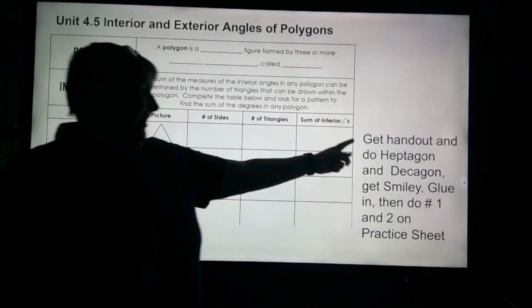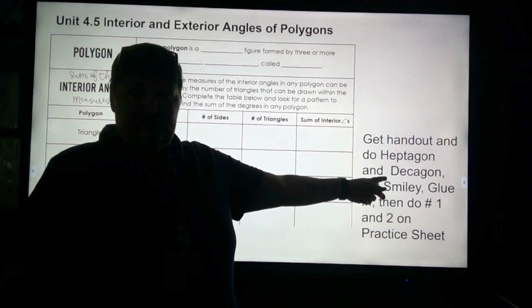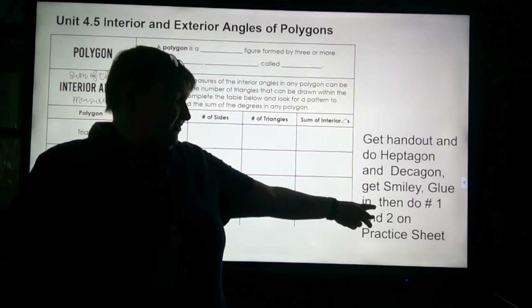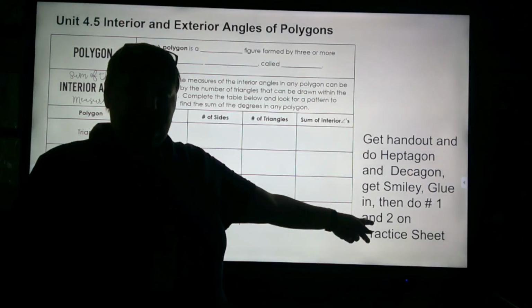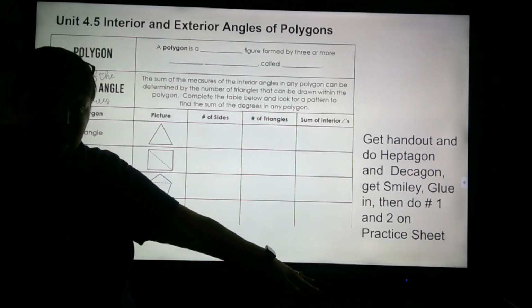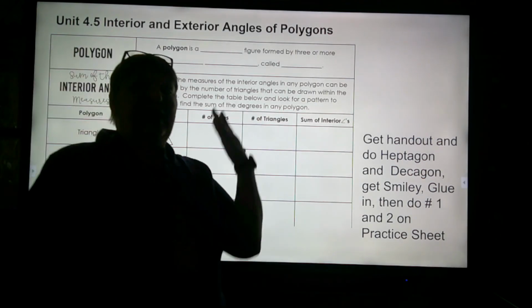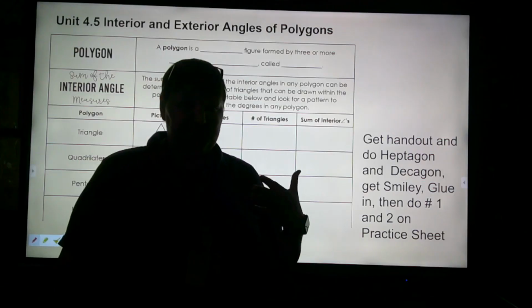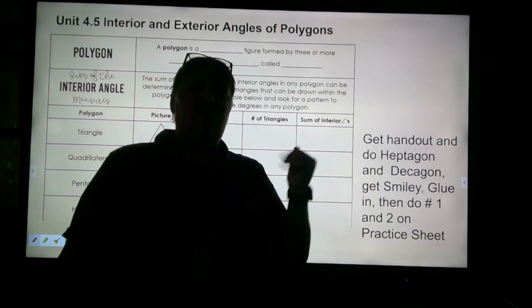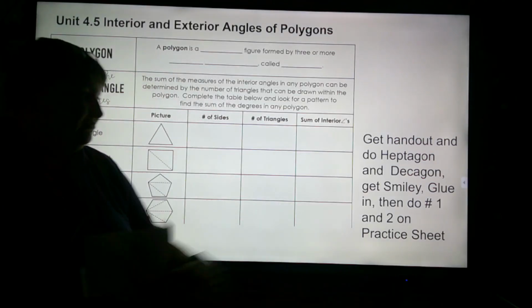All right, so get the handout, do heptagon and decagon, which is in the handout. Get your smiley, glue it in, then do number 1 and number 2 on the practice sheet. You need to do this and then come back to the video. Okay, so pause it and come back. All right, welcome back. Hopefully you did this.